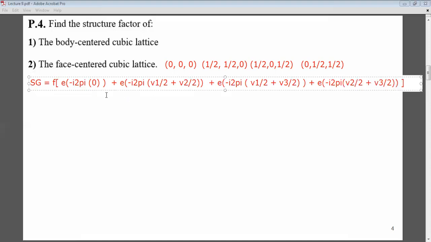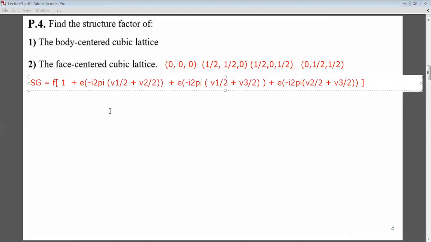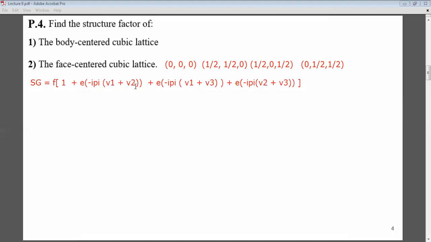Now e to the minus i 2 pi times 0 is e to the 0, which is 1. So here I will put 1. Here I have V1 over 2 plus V2 over 2, and I have 2 outside. I will cancel the 2s: I take half outside, multiply it by 2, and it disappears. Here is the same thing, and it's the same for the last term. Now this is the structure factor for FCC.